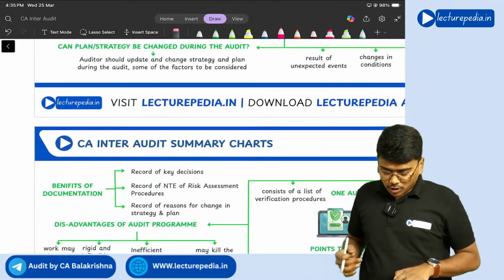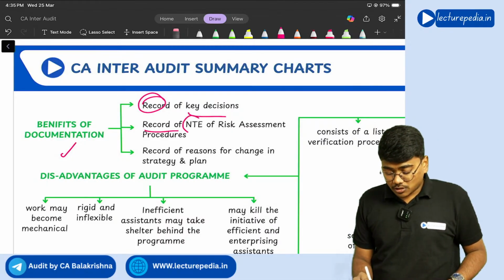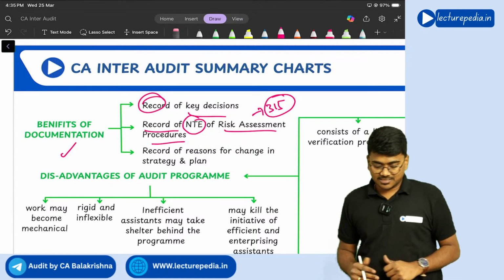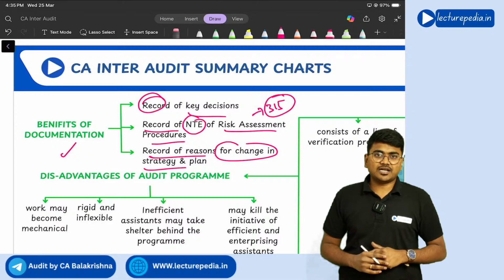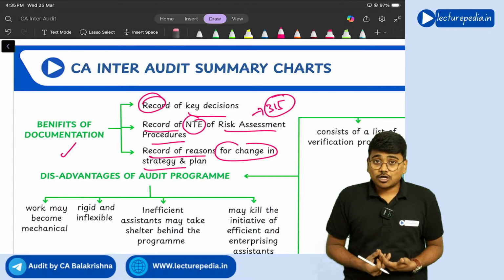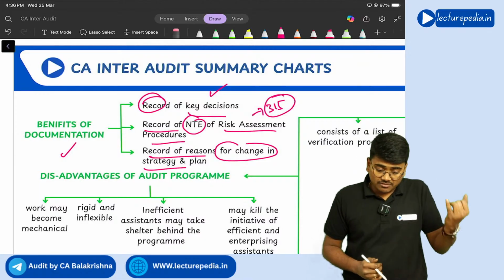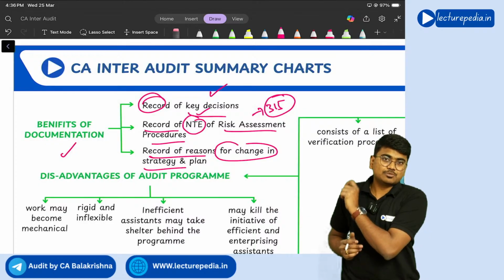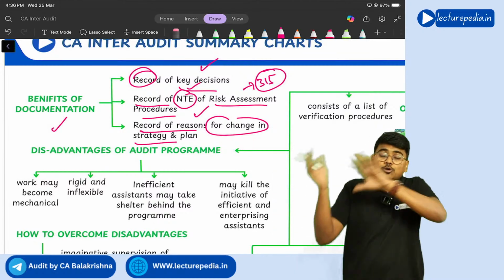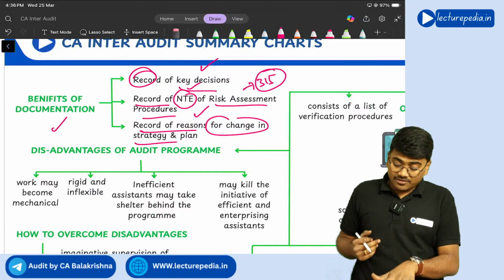Now, what is the advantage of documenting these things? See, benefits of documentation. It will act as record of key decisions that have taken place. It will also act as record of nature, timing, extent of risk assessment procedures, RAP, as per SA 315, right? And it will also act as record of reasons for change in the strategy and plan. So documenting strategy, documenting plan will help you to document the key decisions that have been taken by you, and also it will help you to document nature, timing, extent of risk assessment procedures that have been performed by you. And also finally, if at all you have changed your plan or strategy, documenting it will help you to document the reasons why you have changed the strategy or the plan. So these are benefits of documentation.